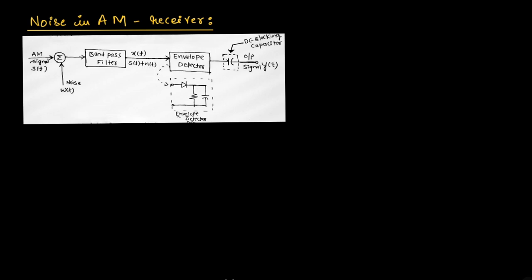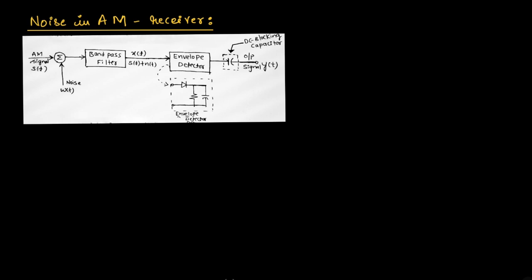Here the envelope detector is used to separate the noise and the modulated signal. Then after the envelope detector, a capacitor is used to block the DC components from the demodulated signal. Then we can get our message without any noise.